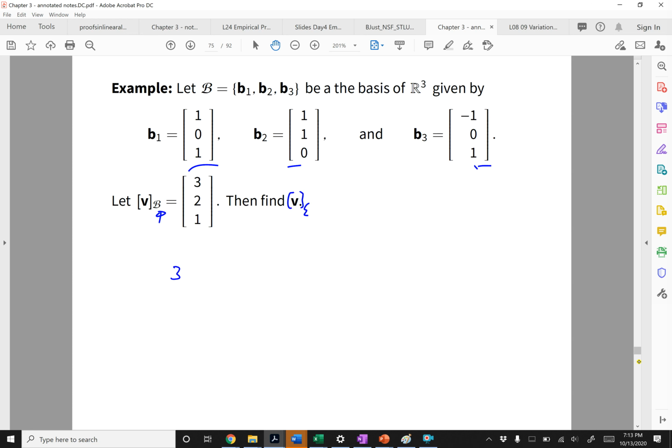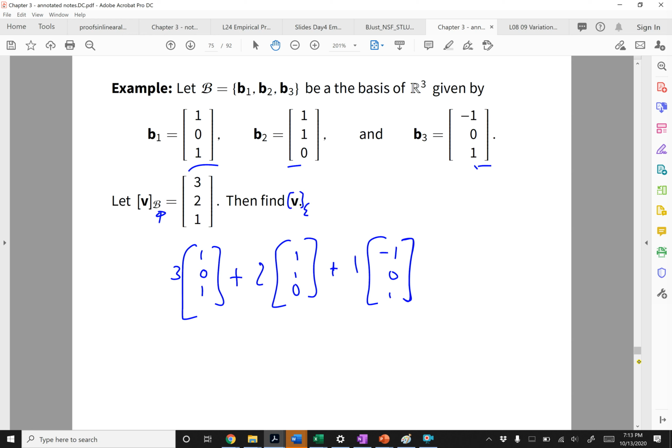So this is easy. I can just take 3, 1, 0, 1 plus 2, 1, 1, 0 plus 1, -1, 0, 1. And that is, I'm going to have 3 plus 2, so that's going to be 5, minus 1, so I'm going to get 4. I'm going to have 0 plus 2 plus 0. Then I'm going to have 3 plus 0 plus 1, so that's 4. So 4, 2, 4. And you might be thinking, but that's exactly matrix multiplication, and that's right.